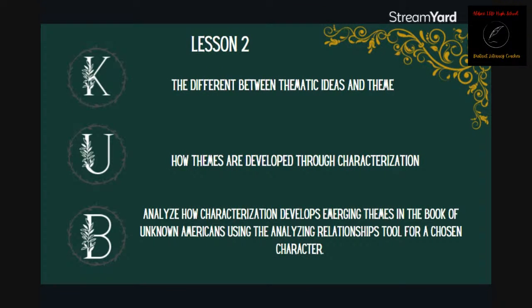That brings us to our CUB, which comes from activity 4. I chose the K because that's what the teacher is inputting in this activity. So students will know the difference between thematic ideas and theme. They'll understand how themes are developed through characterization and be able to analyze how characterization develops emerging themes in The Book of Unknown Americans using the analyzing relationships tool for a chosen character.